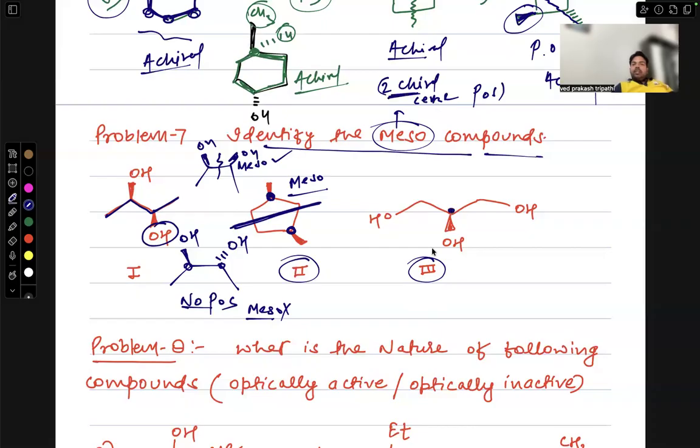This is not a chiral center first of all, because the left CH2OH and right CH2OH are exactly the same. Yes, there is a plane of symmetry, no doubt. So this one is not meso. This is achiral. Make sense? Tell me everyone, does it make sense?